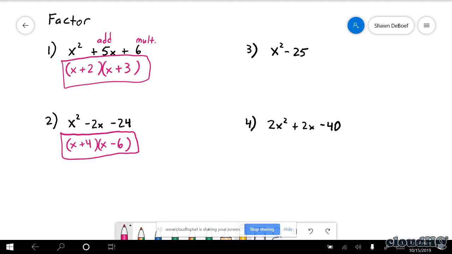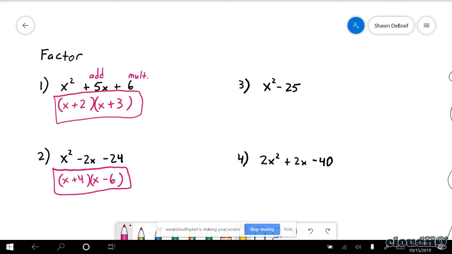Number 3, hopefully you notice there's only two terms in number 3. It is a quadratic, it is an x squared. The term that's missing is the middle term, the x term, or the linear term. So when I talk about ax squared plus bx plus c, it's the b, the middle term, that we're missing in number 3. So the middle term is the 0. We can think of this as x squared plus 0x minus 25 if you'd like. In which case we're looking for two numbers that multiply to make -25, that when you add them, they make 0.